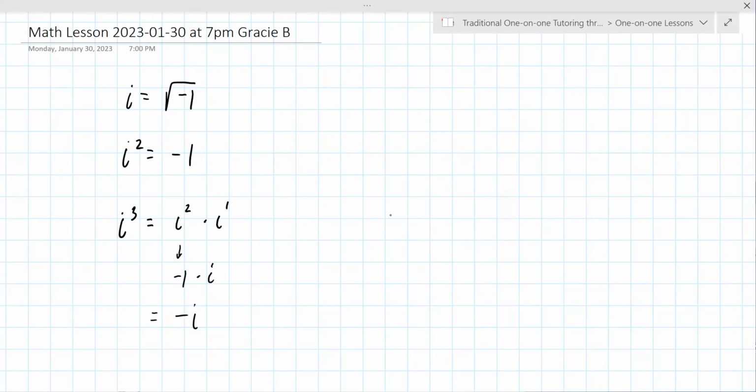And then i to the fourth, let me do that off to the right here. i to the fourth is really i squared times i squared, which is -1 times -1, which is +1.